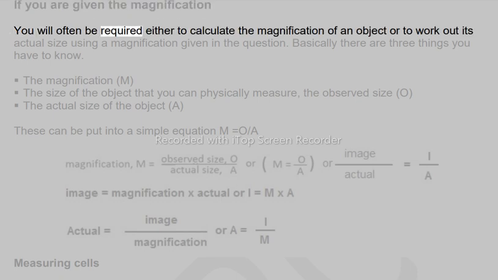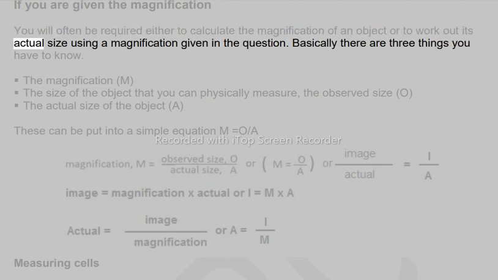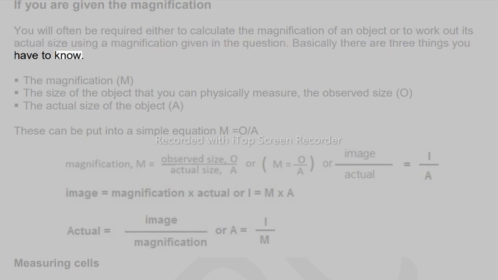If you are given the magnification, you will often be required either to calculate the magnification of an object or to work out its actual size using a magnification given in the question. Basically, there are 3 things you have to know: the magnification, M; the size of the object that you can physically measure, the observed size, O; and the actual size of the object, A. These can be put into a simple equation: M equals O over A.